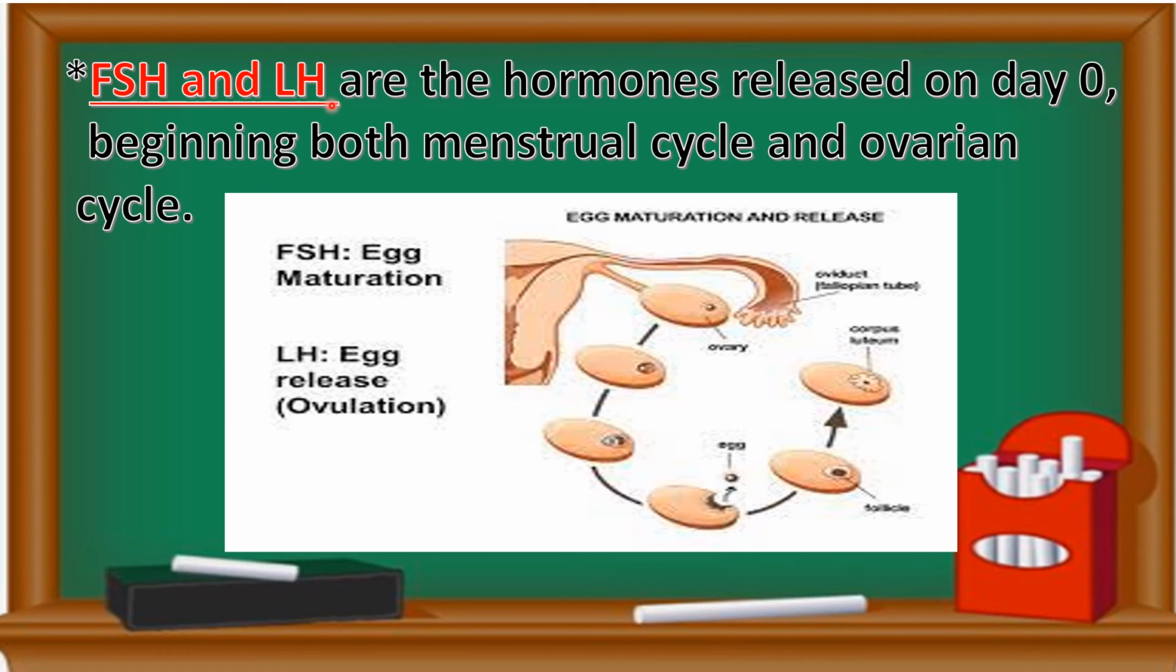So FSH and LH, these are your hormones. FSH is what you call your follicle stimulating hormone. And your LH, which is what you call your luteinizing hormone, are the hormones released on day 0, beginning both the menstrual cycle and the ovarian cycle. So FSH is for egg maturation, and LH is for egg release, or during ovulation when the egg is released. So that's the LH that is doing that.